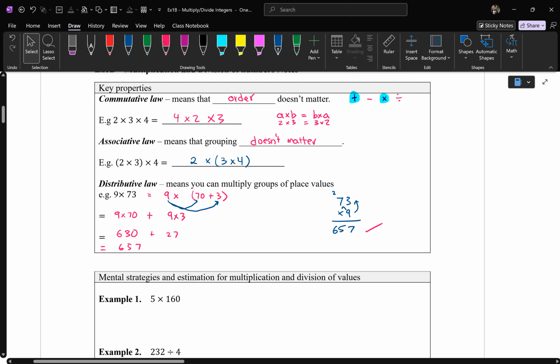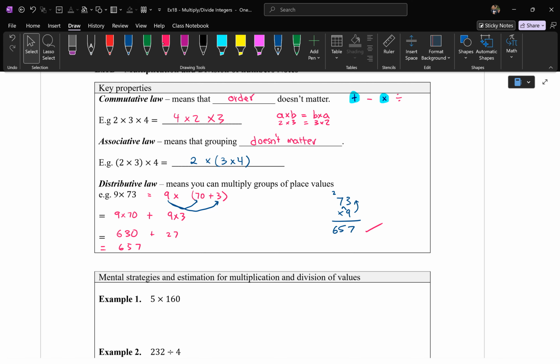So here it says mental strategies in estimation, very similar to exercise 1A. Mental strategies, this is one of the mental strategies you could use. You could use any other way, but I'm just showing you one of the ways, yeah? So let's do, if you did 5 times 160, there's many ways here. I don't care which way you choose. You can do the algorithm, you can do a distributive law, or you can make up your own. I don't care. You just got to show me your method.